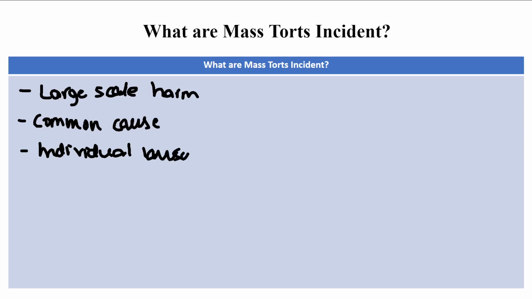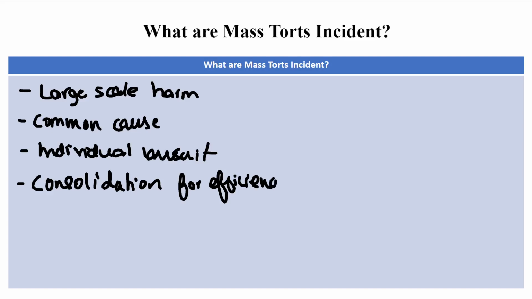Then we have individual lawsuits. So even though many people are affected, each plaintiff files an individual lawsuit addressing the specific harm they experienced. And lastly, we have consolidation for efficiency. Now, while each case remains separate, mass torts are often consolidated for pre-trial procedures to reduce duplication and speed up the process. This is often done through multi-district litigation or MDL.